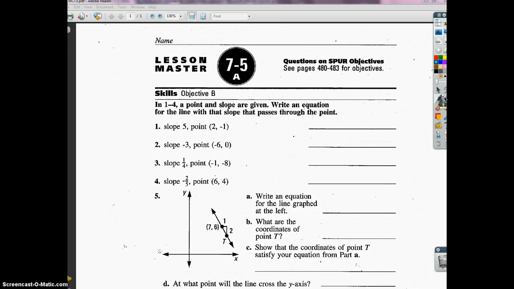Okay, so just like what we've been doing in class, we started off with y equals mx plus b, right? So we know that the slope is 5, so we know that m is always the slope. So we've got y equals 5x plus b. So we've done that part.